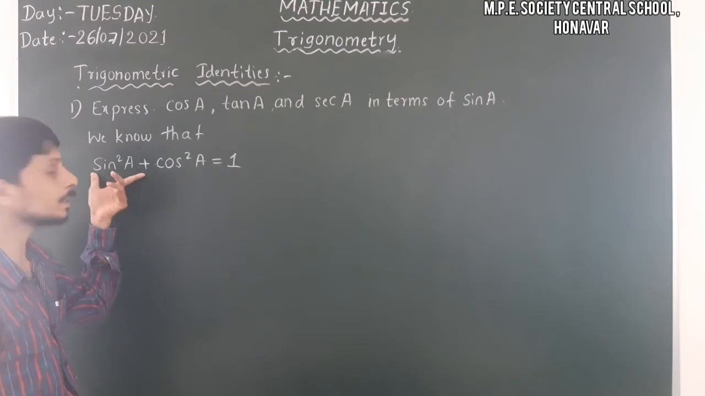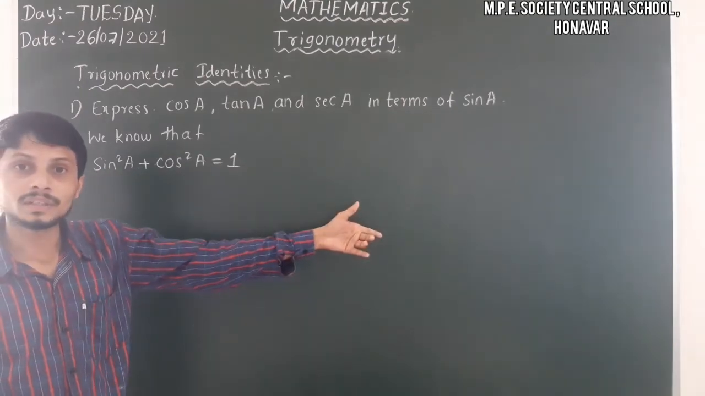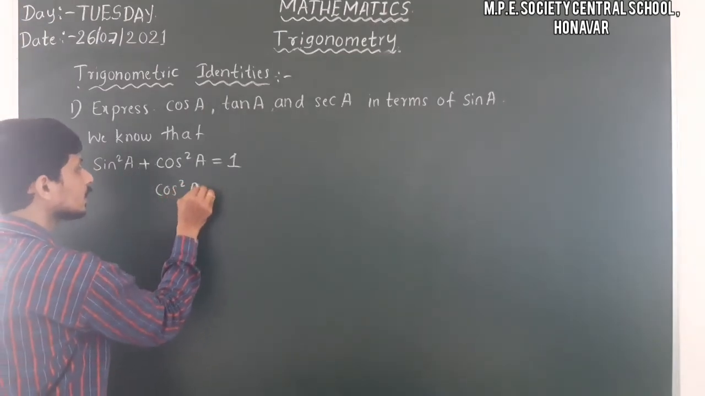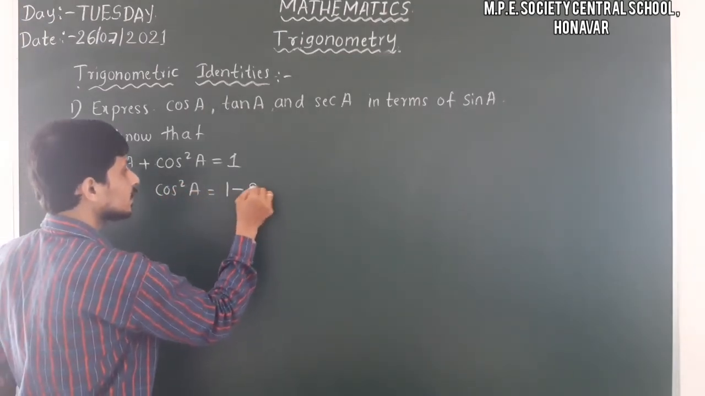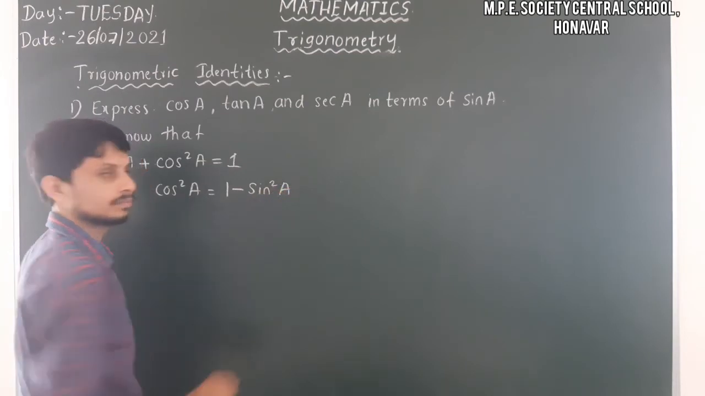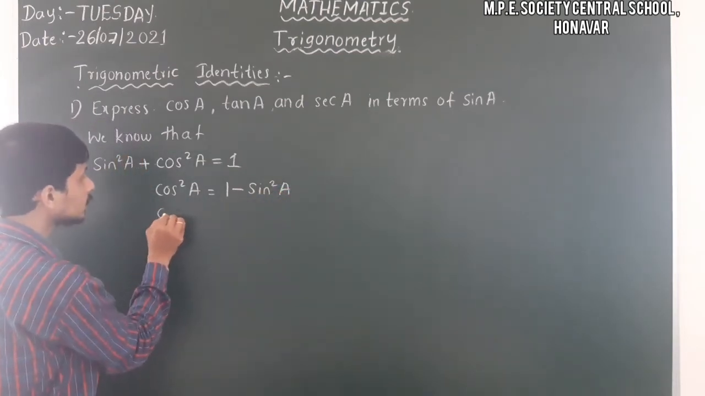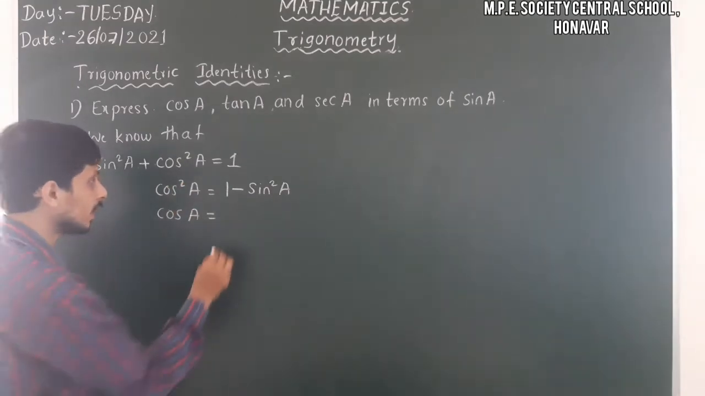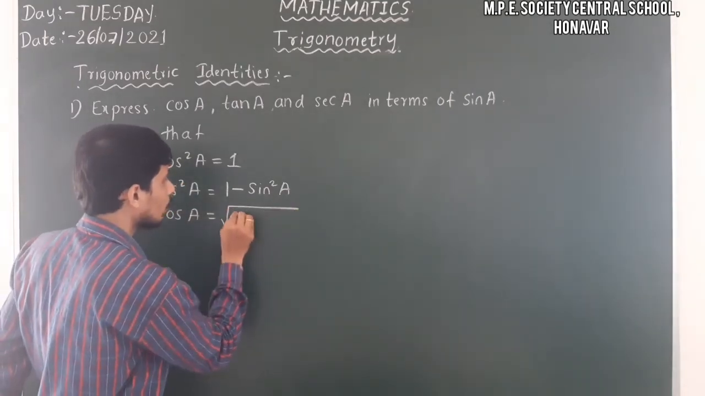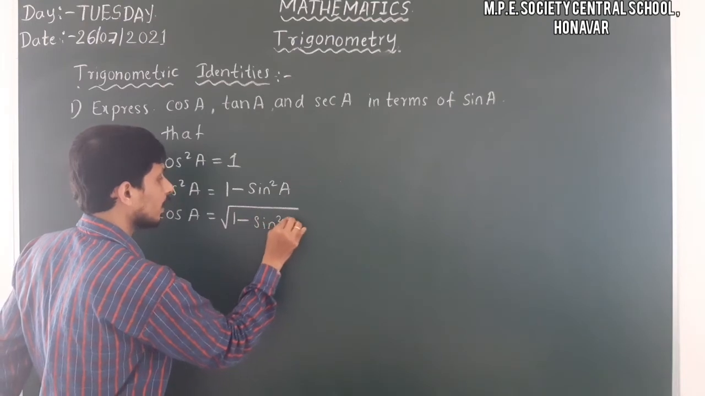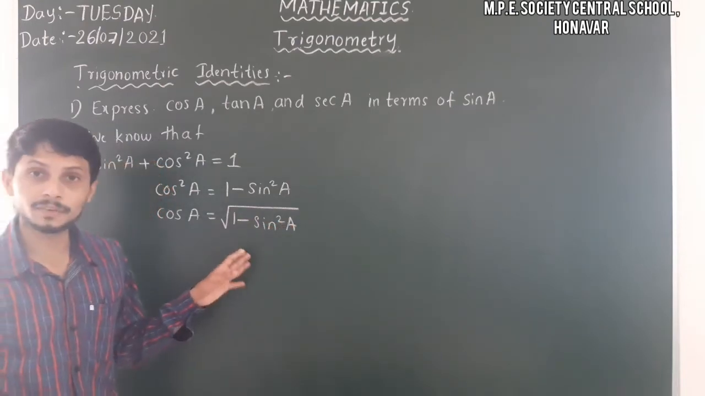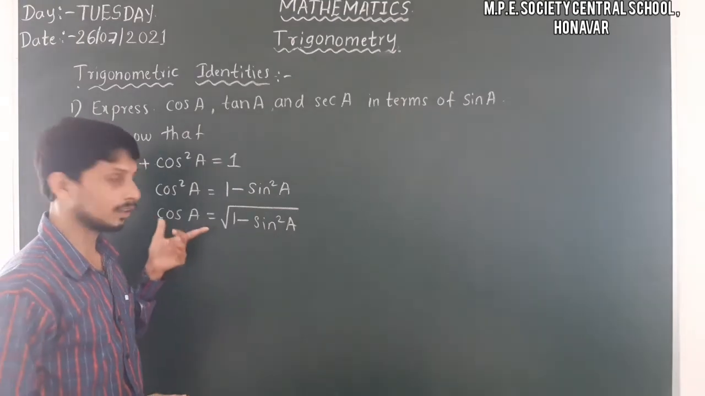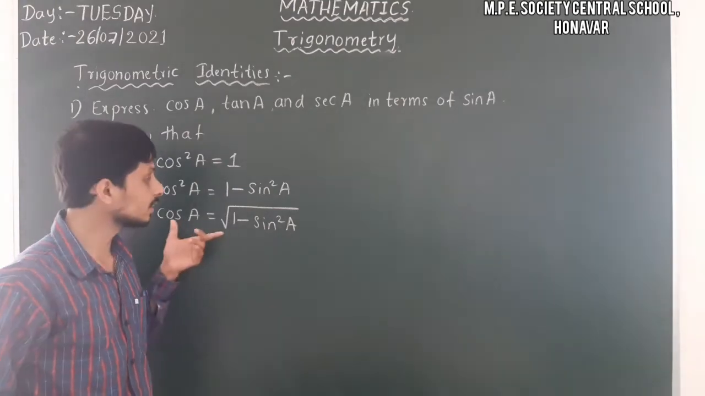That is, we have to shift this sine square A into the RHS side. That is, cos square A is equal to 1 minus sine square A. Then for cos A, transpose the square to the RHS side, and we get the square root of 1 minus sine square A. So if sine of A is given, we can easily find out the value of cos A using this relationship.